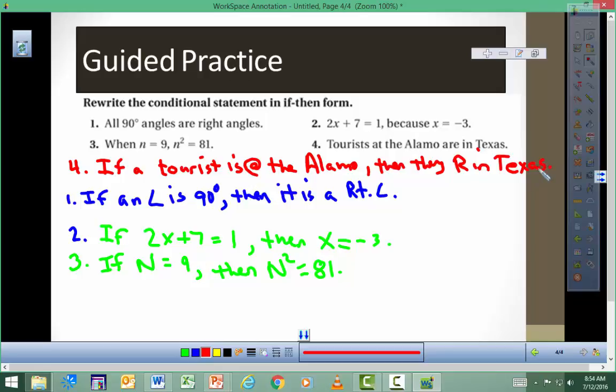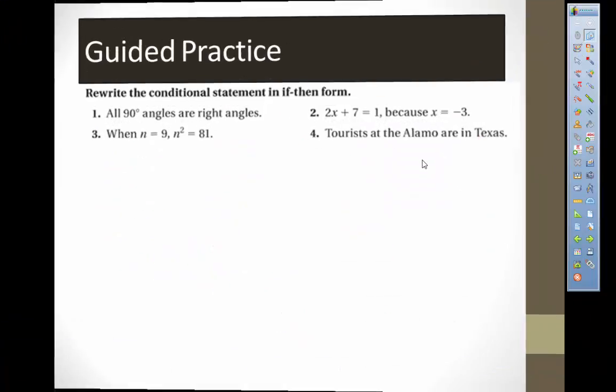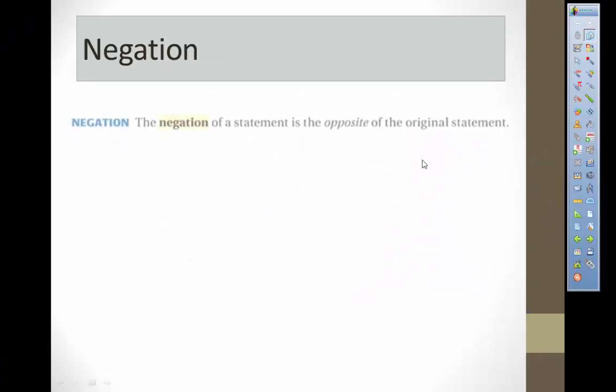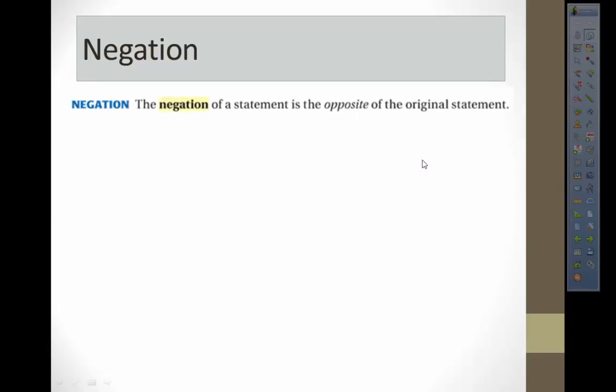Alright, so we've written them now as if-then statements. So there's a little bit of practice, so hopefully everyone feels comfortable doing that. You'll have to do that on a few problems on your assignment as well. But let's move on and find out what the converse is, the inverse, and the contrapositive. That's coming up next after negation.